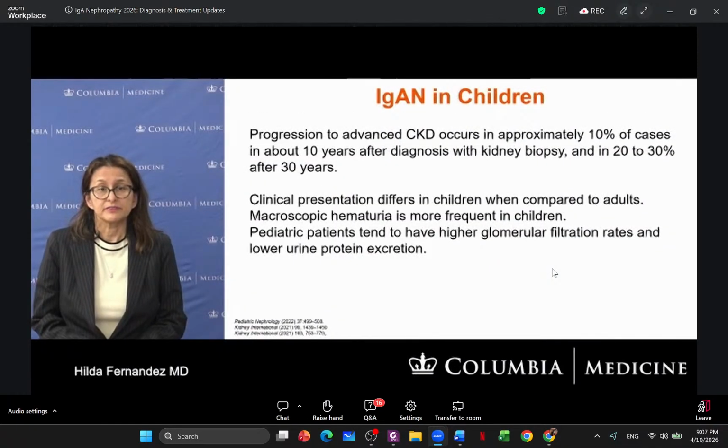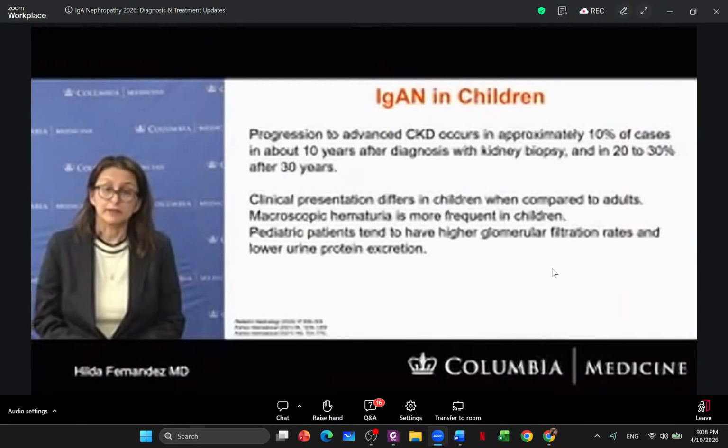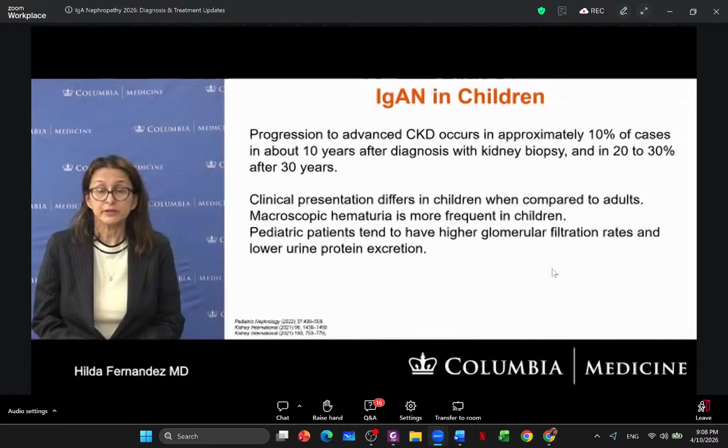Progression to advanced CKD occurs in approximately 10% of patients with IgA nephropathy in 10 years after diagnosis with kidney biopsy, and in 20 to 30% after 30 years. So the progression for children tends to be less likely. And again, clinical presentations differ in children when compared to adults. Macroscopic hematuria is more frequent, again, depending on the population in which you're looking. And pediatric patients tend to have higher glomerular filtration rates when they're diagnosed and lower protein excretion.